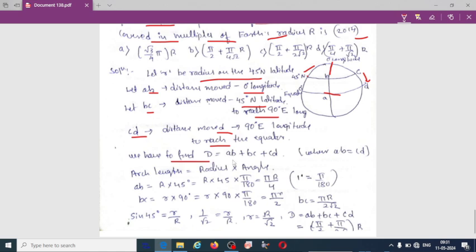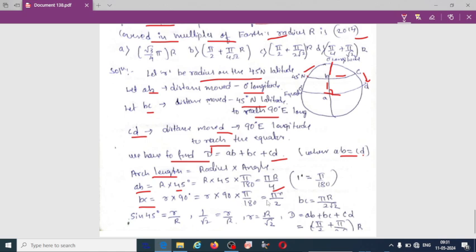So we have to find here, let us take this as capital D, AB plus BC plus CD, where AB is equal to CD. Arc length is given by radius into angle. So AB is equal to R into 45 degree. If you take this in radians, 45 degree into pi by 180. So 1 degree is how much? Pi by 180. So pi R divided by 4 we get.